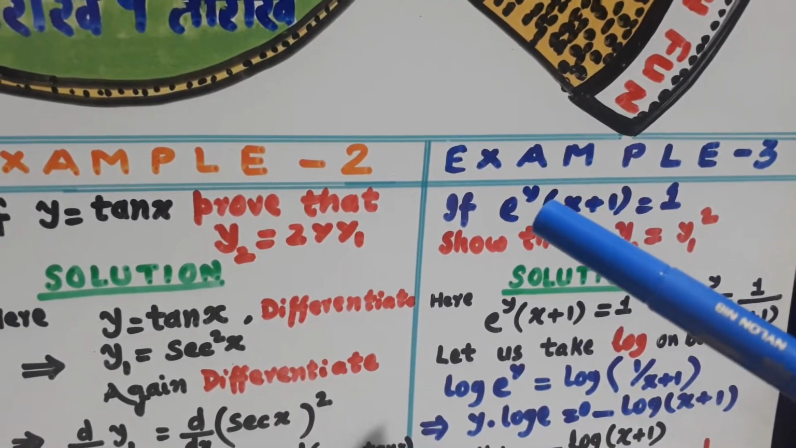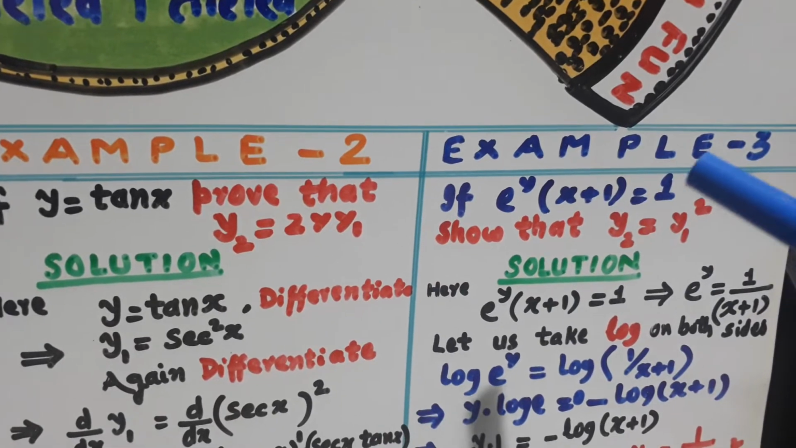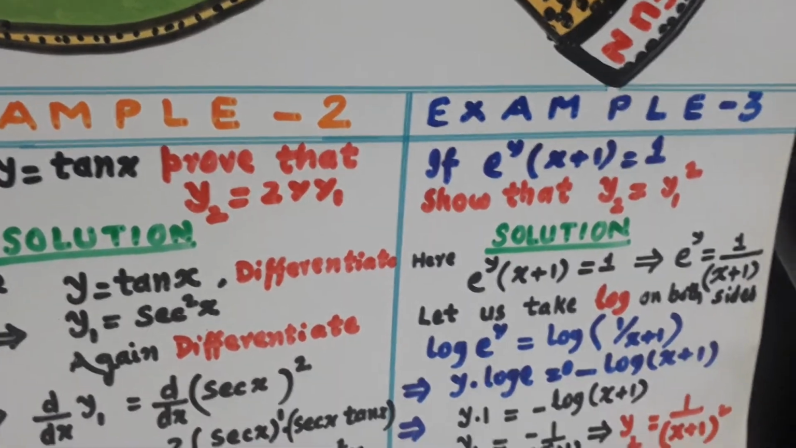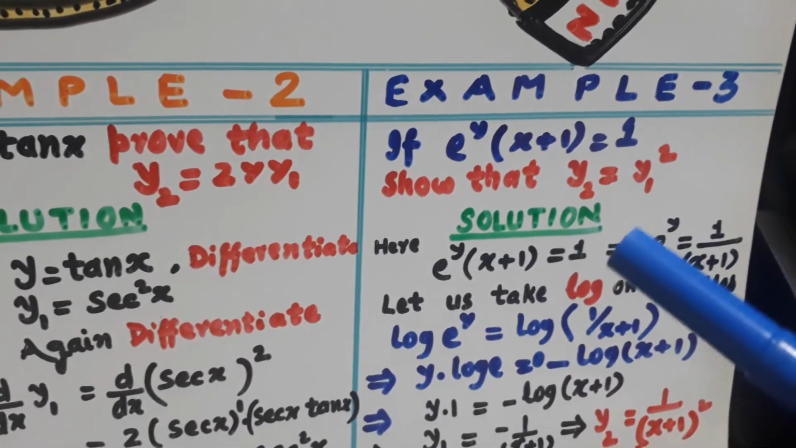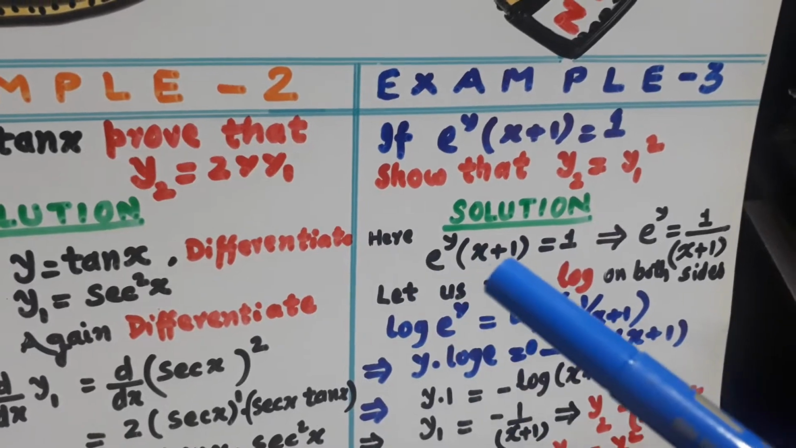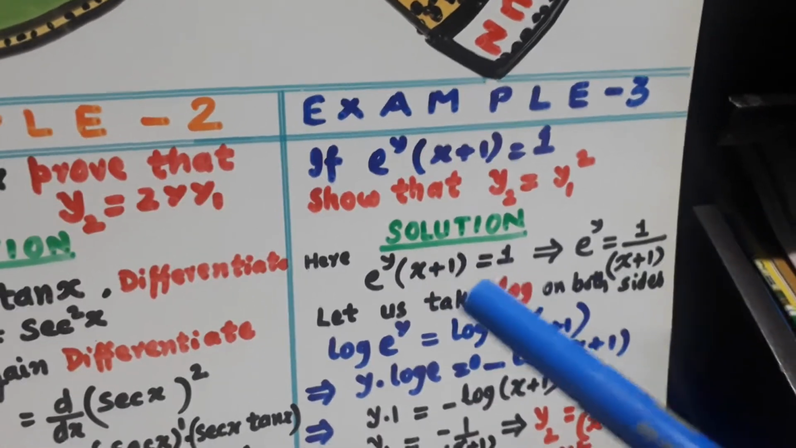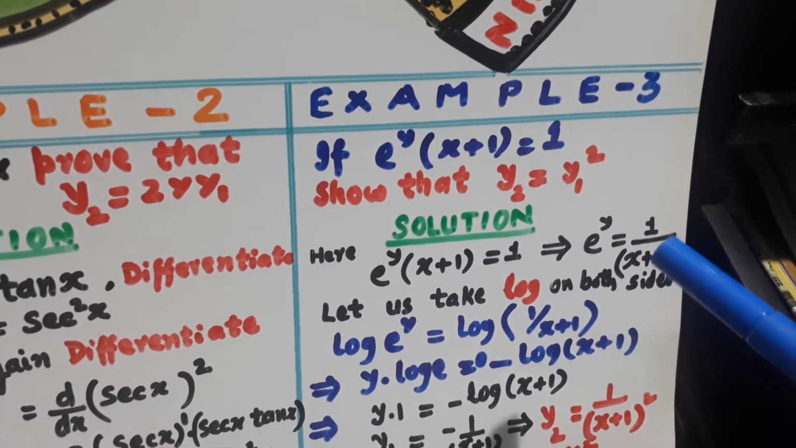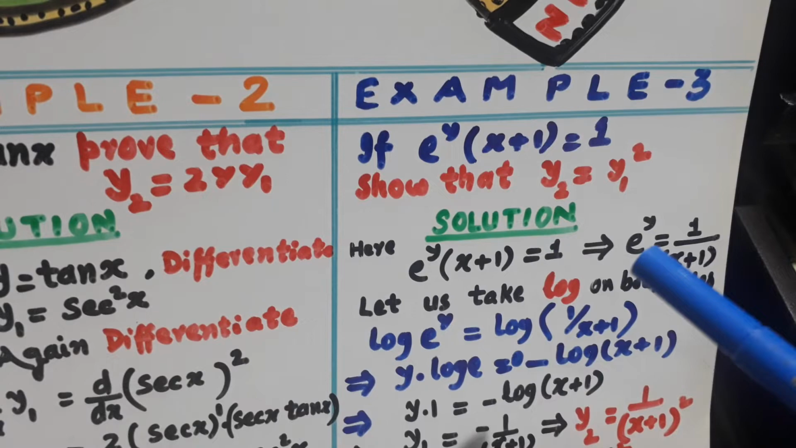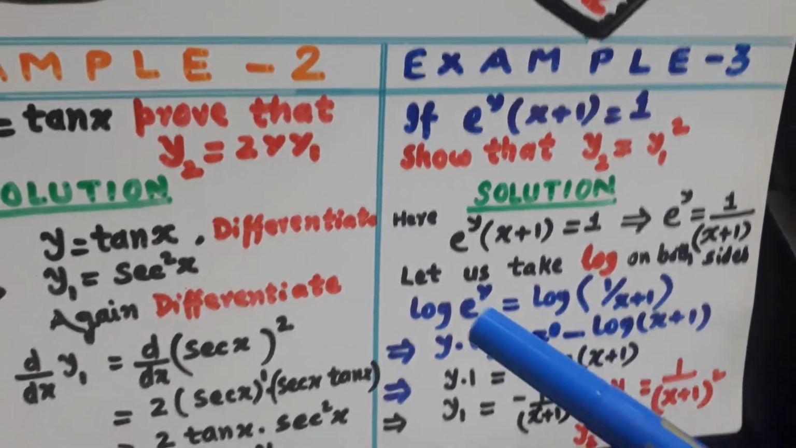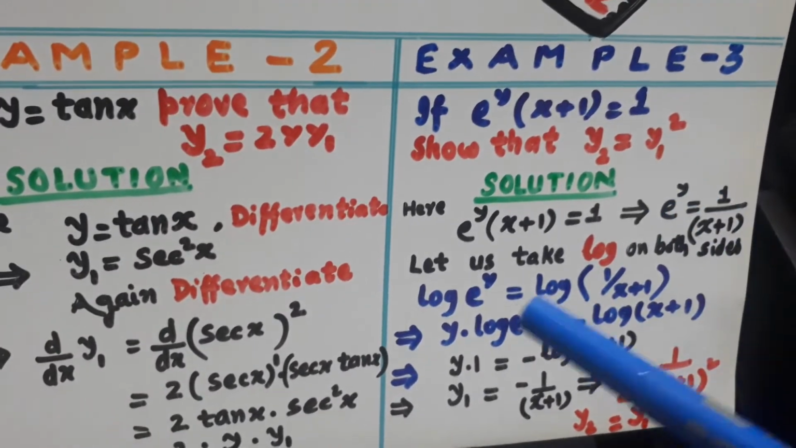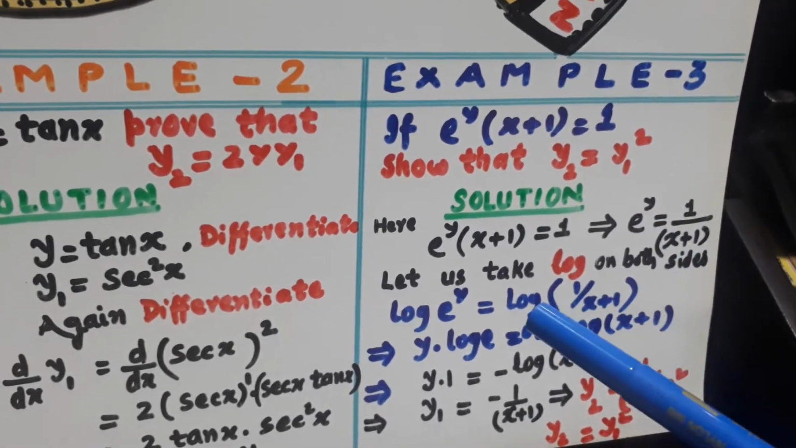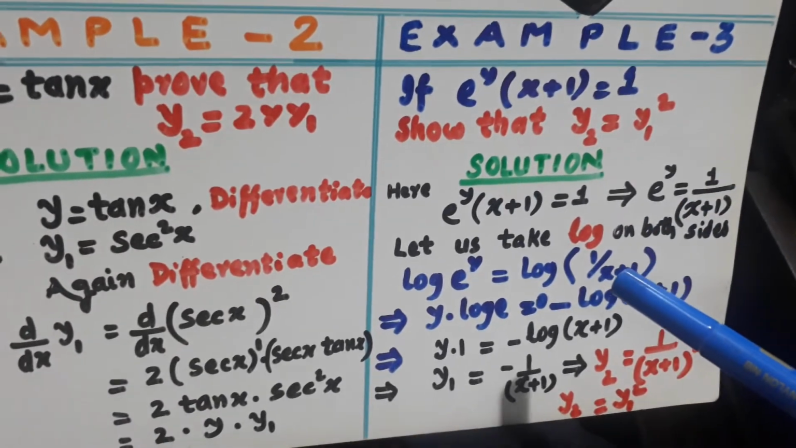If e raised to power y, within the bracket, x plus 1 is equal to 1, we have to show that y2 is equal to y1 square. Now let us take the y term on one side and x term on other side. So take this x plus 1 to the right side. It becomes e raised to power y is equal to 1 over x plus 1. Now let us take log of both sides. So it will be log e raised to power y on the left side, and log 1 over x plus 1 on the right.